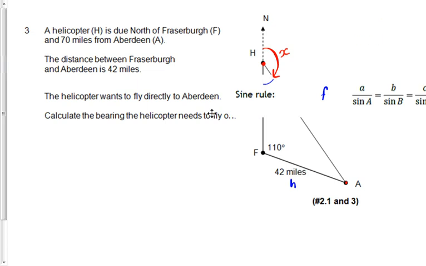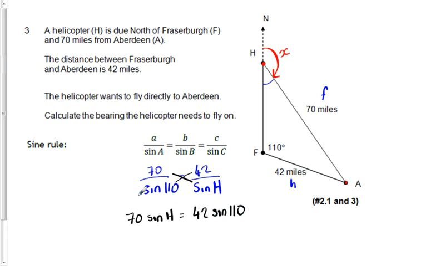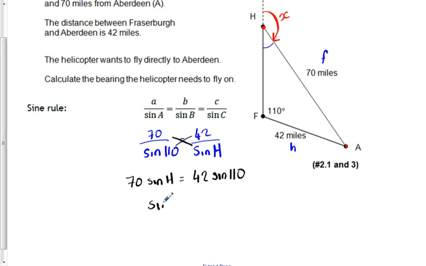Now, if I pop in my numbers here, what I have is 70 over sine 110, that's my F and little f, is equal to my little h, 42, over sine of H. That's the angle of the helicopter in here. Remember, we are working out this blue angle in here at the moment. Now, I'm going to cross multiply these to get rid of these fractions, and I'll have that 70 sine H is equal to 42 sine 110, giving me that sine H is 42 sine 110 over 70. That's just dividing through by 70 to get rid of that.